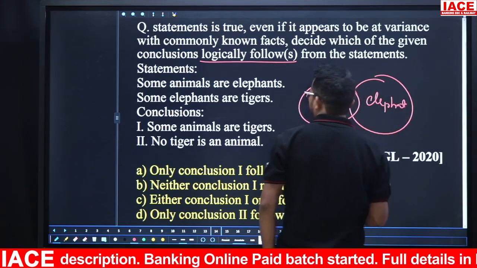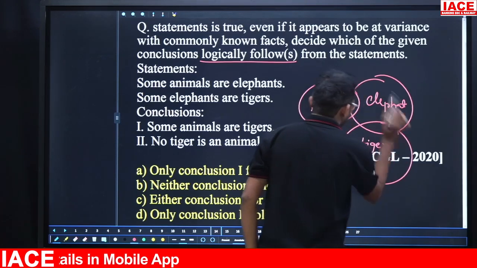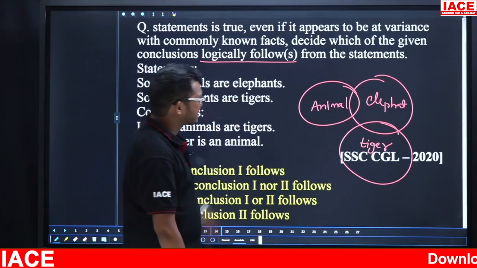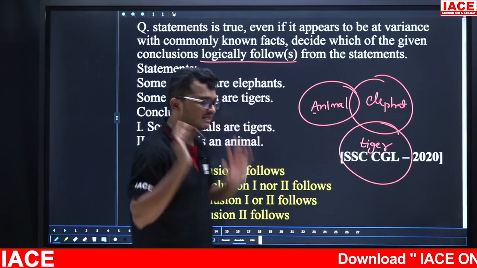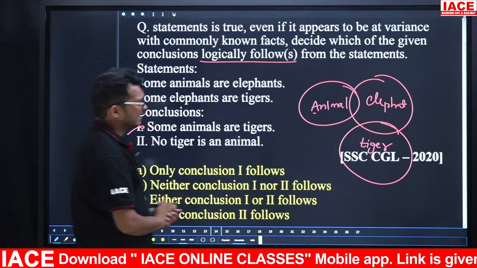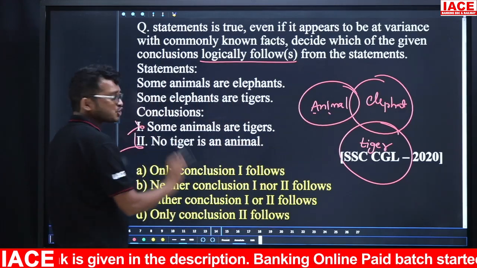Take the next one. Some elephants are tigers. Take your elephant. Some part of elephant is a tiger. Take the first conclusion: some animals are tigers. Friends, animal and tiger relation is can't say. So the first one is can't say, wrong. Second one, no tiger is an animal. Tiger and animal relation is can't say. This one also wrong. Both should be wrong.